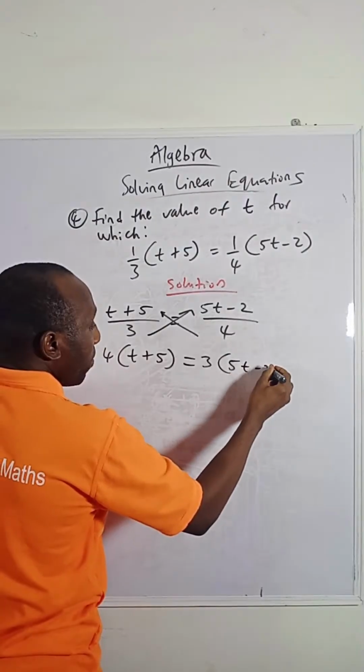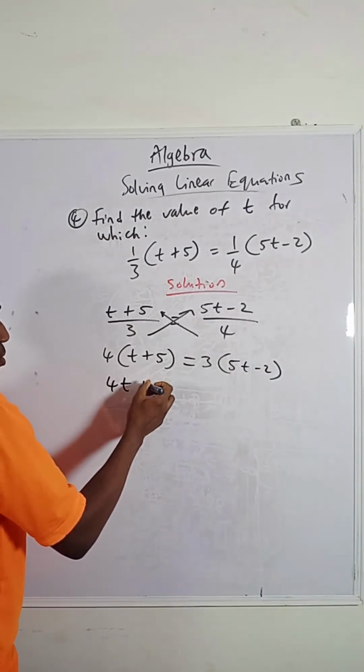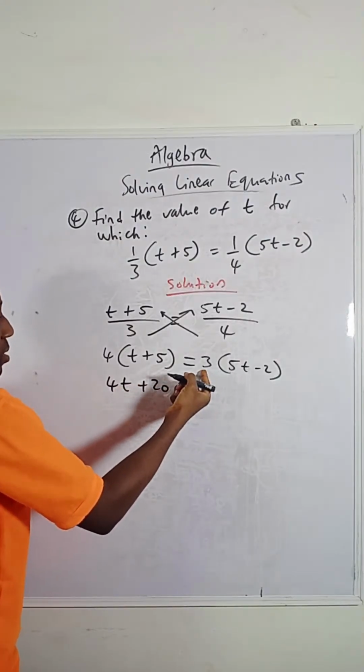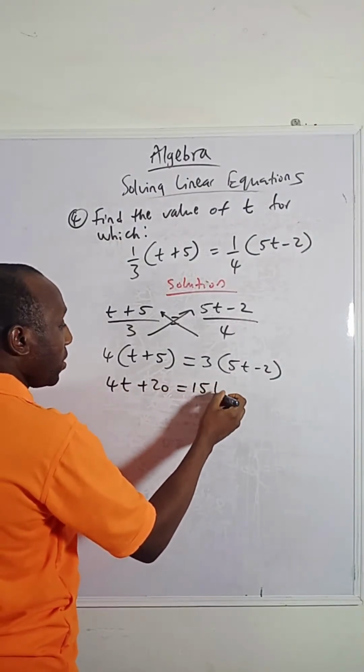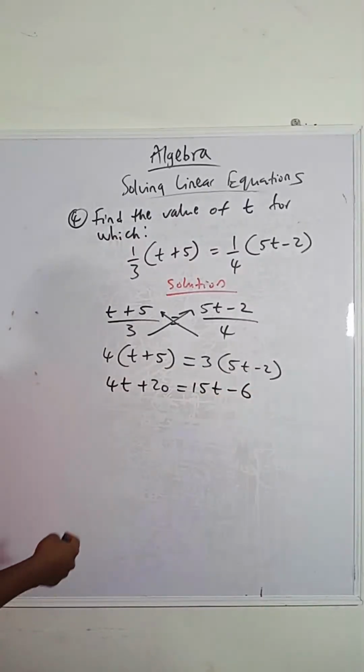5t minus 2. Let's expand this. 4 times t is 4t. 4 times 5 is what? 20. What's 3 times 5t? That's 15t. And 3 times minus 2 is what? Minus 6. So let's collect like terms.